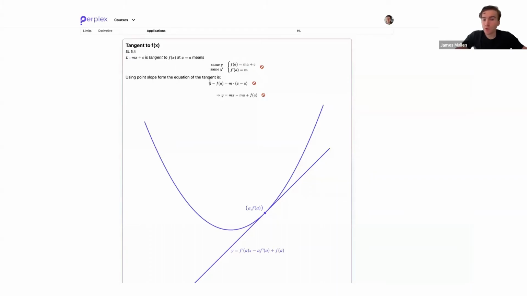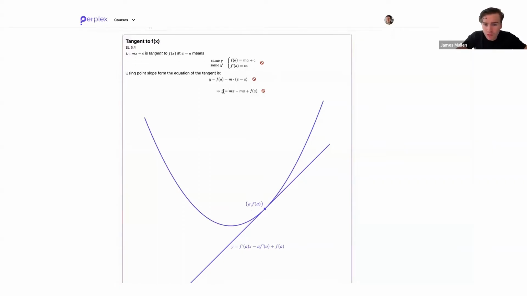Using this point slope form of the line, which if you're not familiar with, you can go watch the session on straight lines, I can write y minus f of a is equal to m times x minus a. It's a little bit easier than writing y is equal to f prime of a x plus c and solving for c, but that will work too. If you're used to solving for c by using the y condition, that's also totally fine. I just think it's a bit slower.